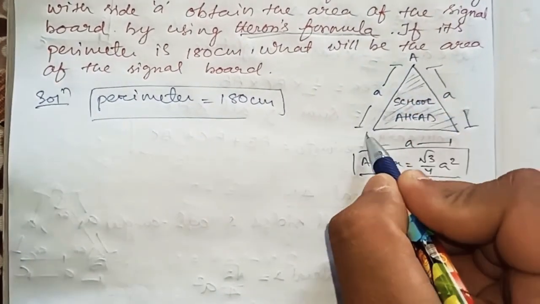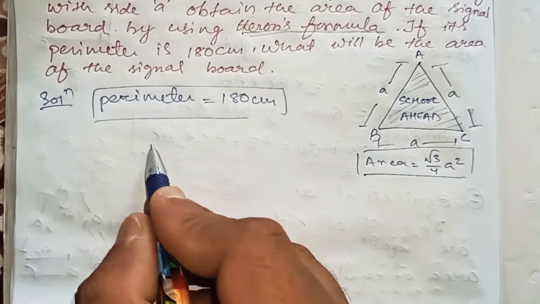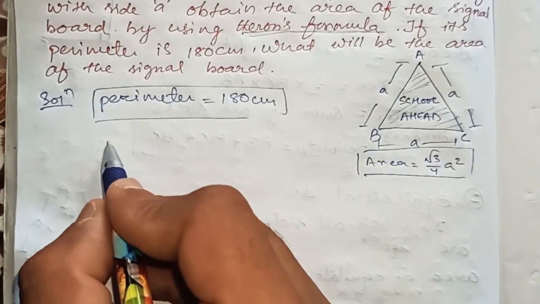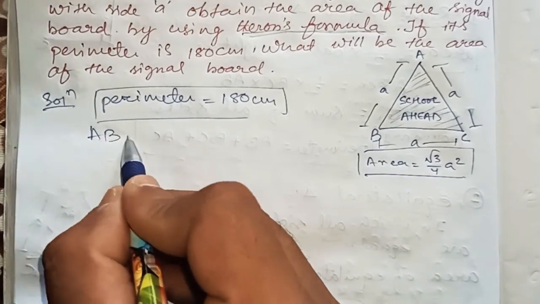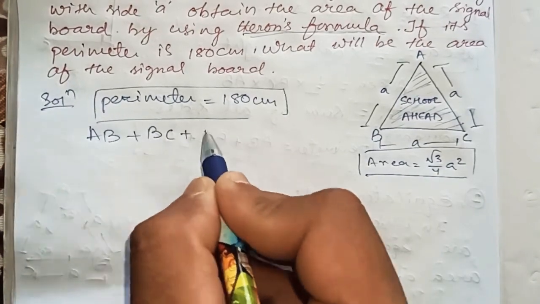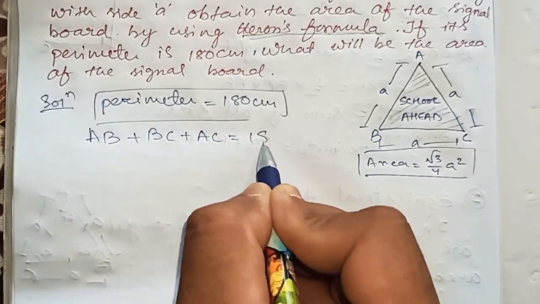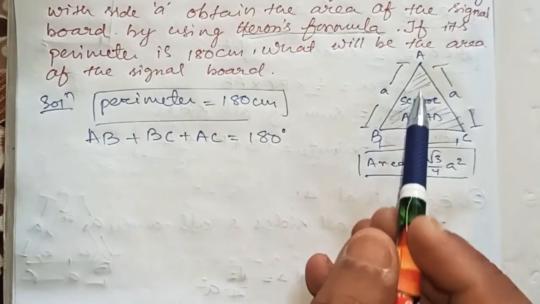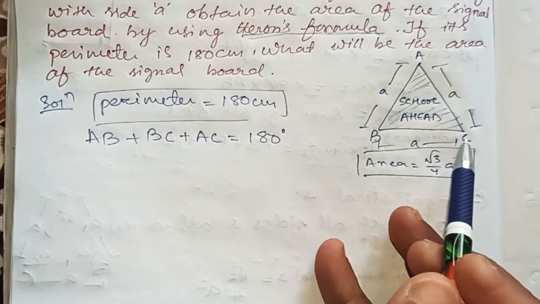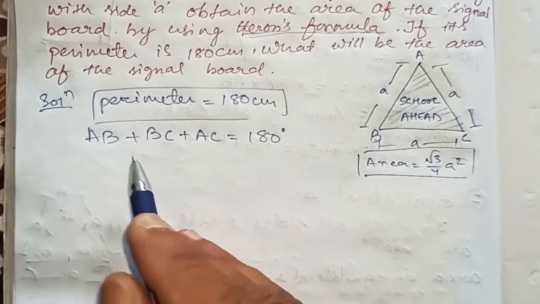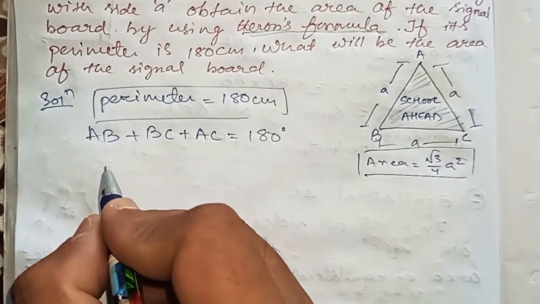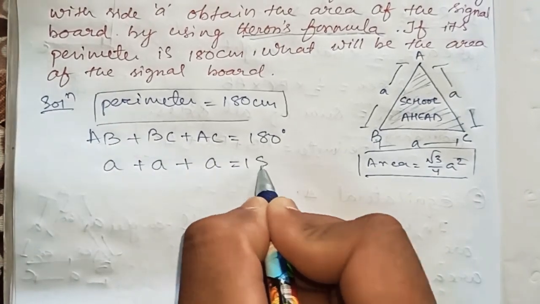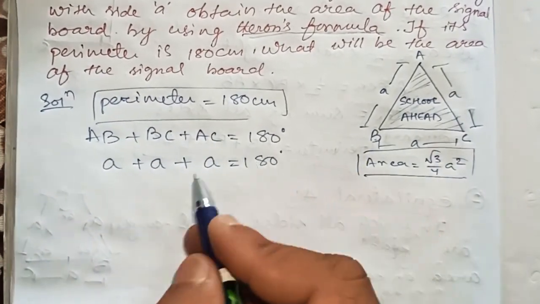Suppose the triangle is ABC. The perimeter is 180. The perimeter is the sum of all the sides, that is AB plus BC plus AC equals 180. Now what is AB? AB is a. What is BC? a. What is AC? a. All are equal because it is an equilateral triangle.